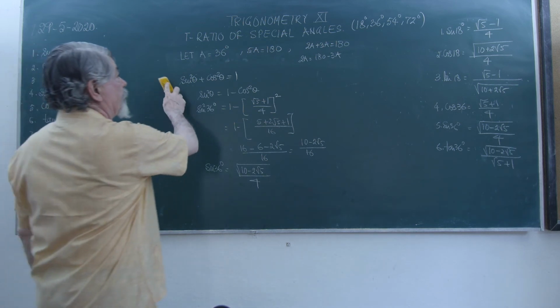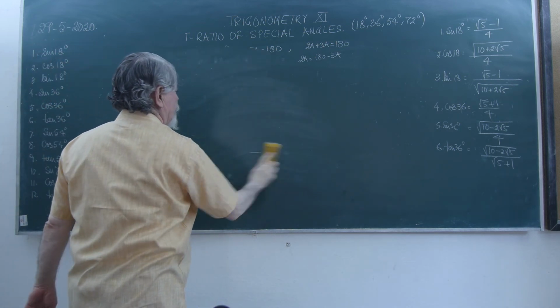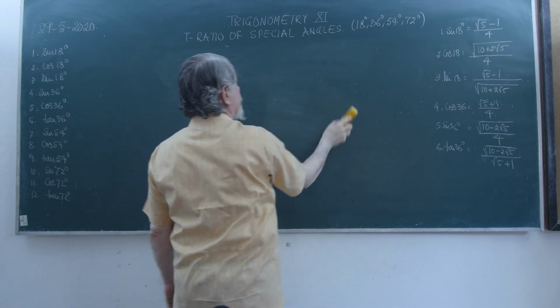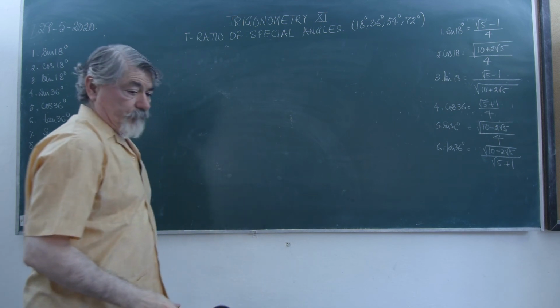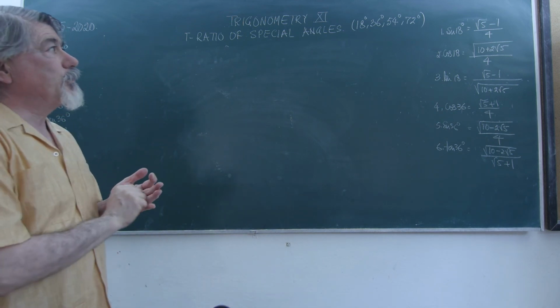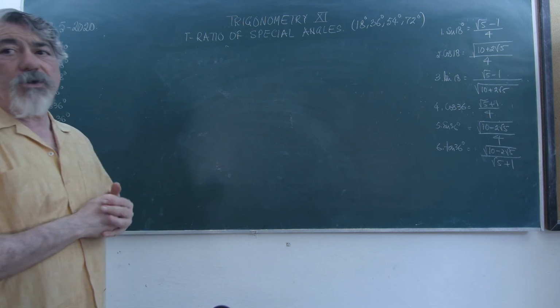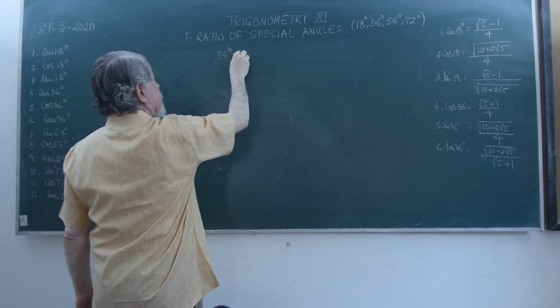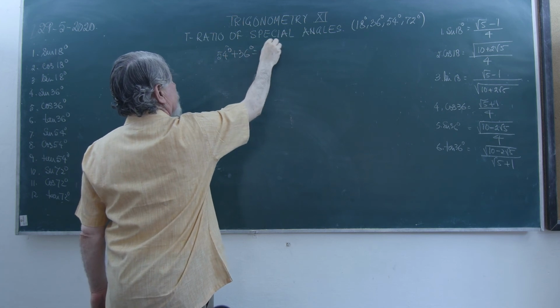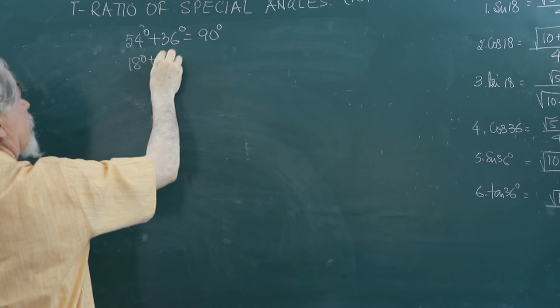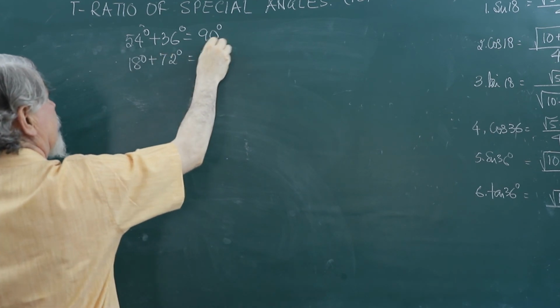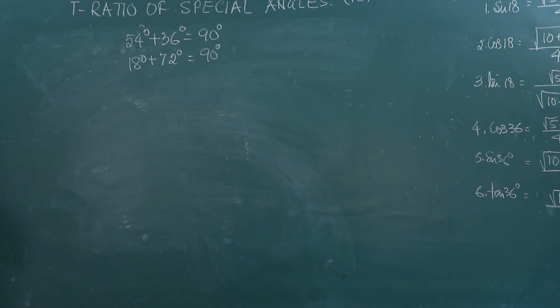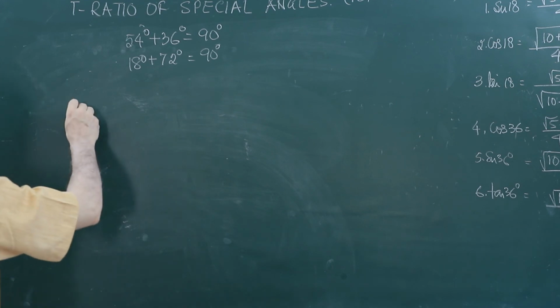Now we want to calculate 54 and 72. 72 and 18, 54 and 36 are complements of each other. Why? Because 54 plus 36 is 90, and 18 plus 72 is also 90. They are complements of each other because the sum of the two angles is 90. I already know sine 18.